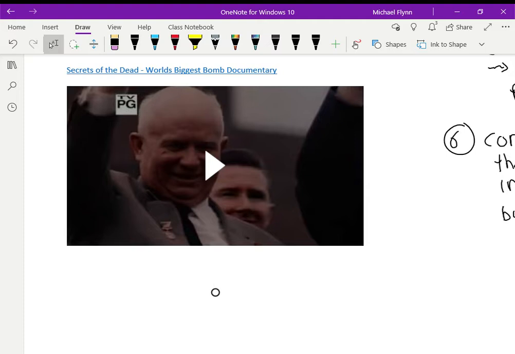Okay, and how do these bombs work? Well, again, there are two types of bombs. One bomb is made by splitting atoms.